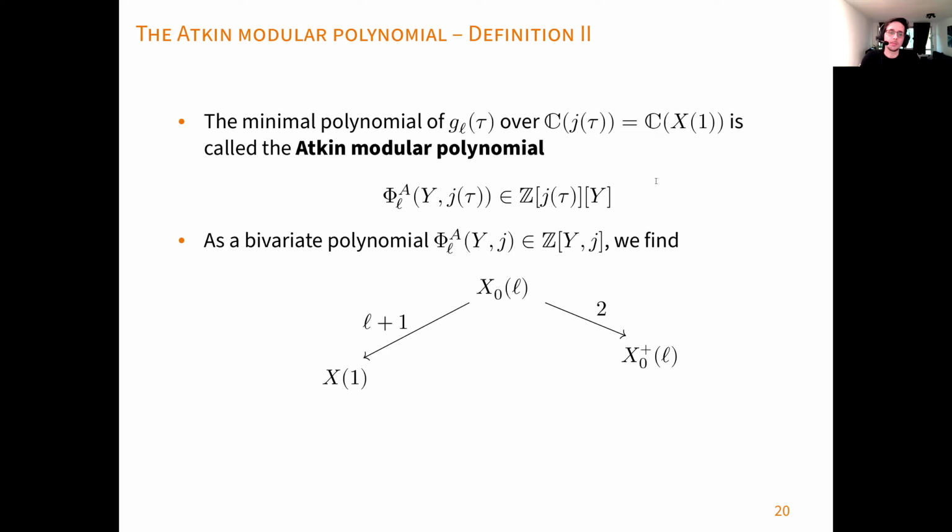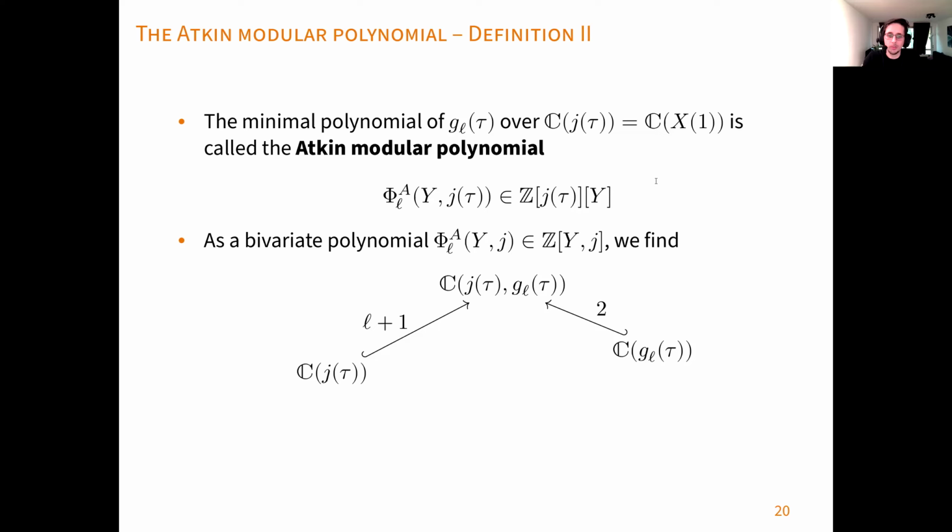understand its degree. So we look at the geometric picture. Here we have the degree L plus 1 map again to x1 from x0 L, but quotienting out this involution also gives us the degree 2 map from x0 L to x0 plus L. And if we apply function fields, then this reverses the maps and gets us inclusions. And this time we get the function field above generated by j tau and g_L tau. To the right, we get the function field just generated by g_L tau. And again, to the left, we have the field generated by j tau.